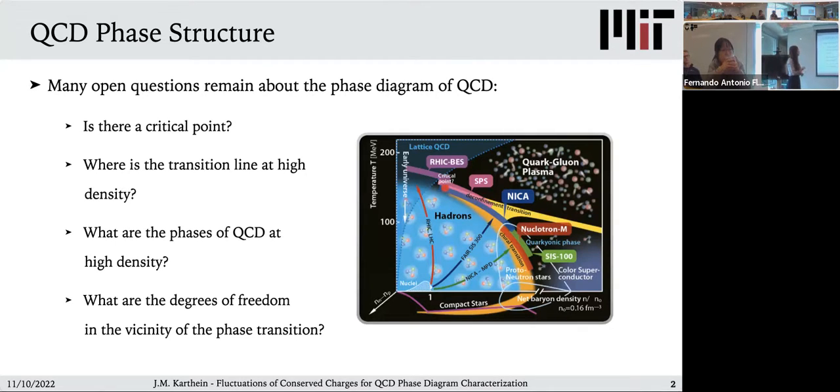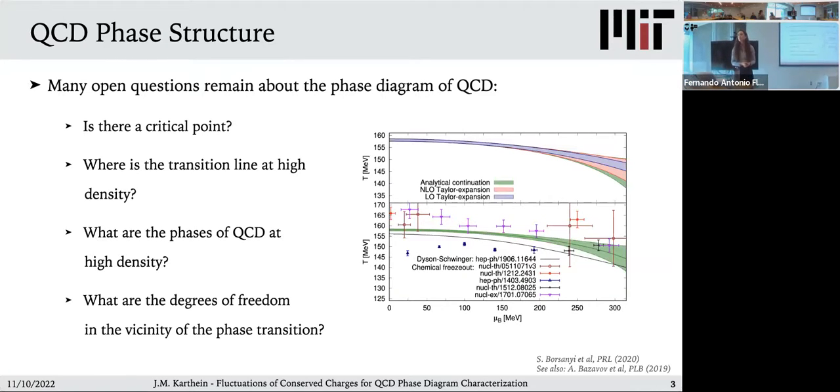But all of these questions here, whether there's a critical point, where does the transition line go at high density, what are the phases of high density, what are the degrees of freedom in the vicinity of the transition, these are all questions that drive me toward the study of the QCD phase diagram. But if we look at what we really know from ground truth, from Lattice QCD, what we know is basically where the transition line goes at very small values of the baryon chemical potential.